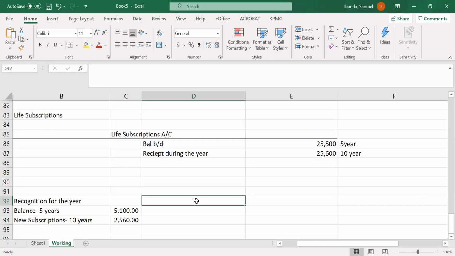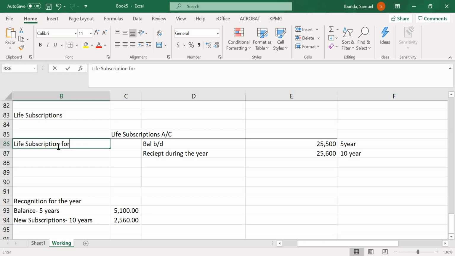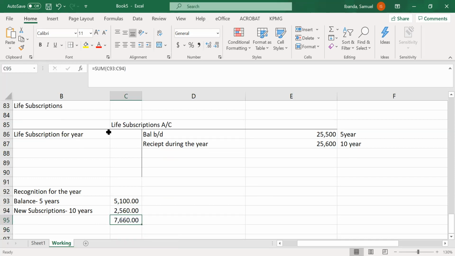This means that if you want to determine what was recognized in the year, to determine your balance, you come here and say life subscription for the year, is the total of these two values. Life subscription for the year is the total of this, which is 7,600. So 760 was recognized as subscription for the year.